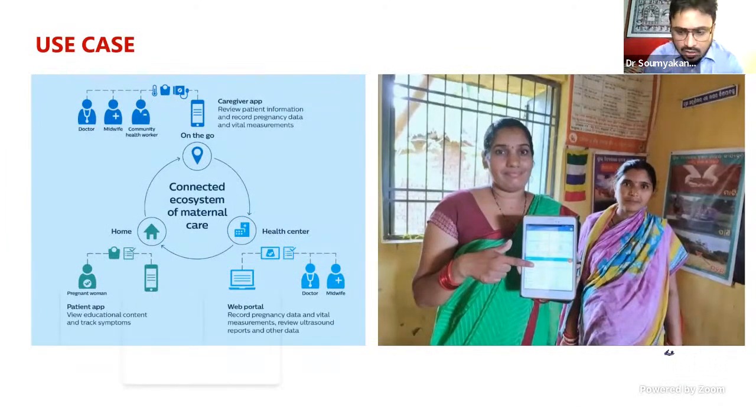I will show you a use case which we have done, where a connected ecosystem for maternal care has been established. So ASHA and ANM community health workers use this platform for pregnancy monitoring in remote areas. They do all the tests that a pregnant lady needs, and it is transferred to the decision makers, the doctors, the policy makers, and complicated pregnancies are identified, followed up and treated. Through this platform and technology, we are making a massive change in how complicated pregnancies in remote areas can be handled. There's a caregiver app, a patient app, and a web portal where data and vital measurements are available. All can be analyzed and decisions can be taken.